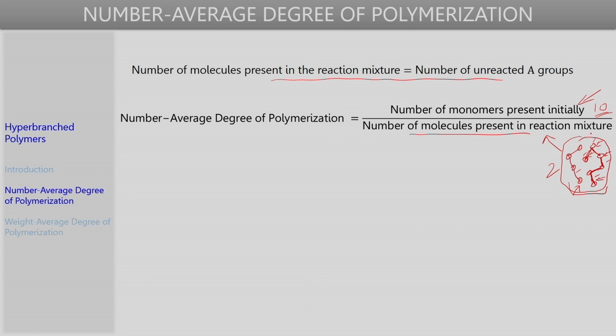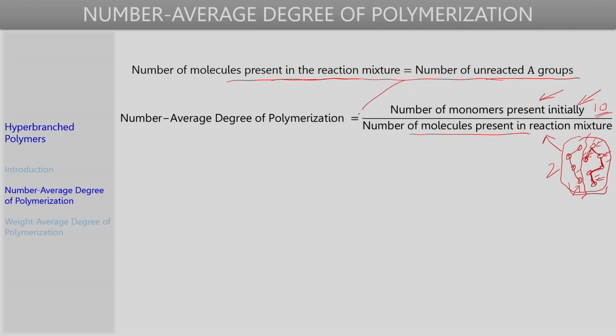So, just by looking at this case where this oligomeric species has 4 units and the other one has 6 monomeric units, on an average one would expect the number average degree of polymerization to be 5, and that is what we are getting from this relation as well. Okay. So, now we can use this relation and also the fact that the number of molecules present in the reaction mixture at any time is equal to the number of unreacted A groups.